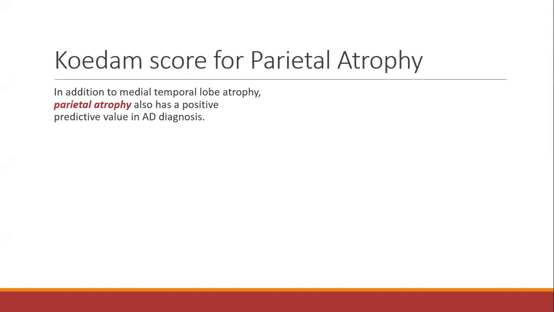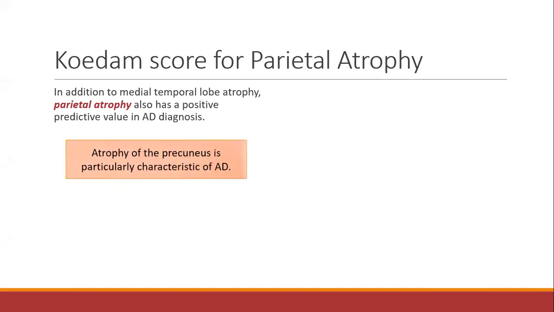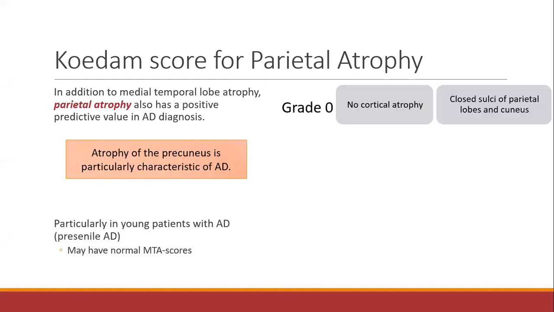Koedam score for parietal atrophy. This is very important, especially in patients with Alzheimer's dementia. What you have to understand is that even though in Alzheimer's dementia you typically mention medial temporal lobe involvement, in a pre-senile Alzheimer's dementia patient, there can be early atrophy of the parietal lobe. So the atrophy of the precuneus is particularly characteristic of Alzheimer's dementia.